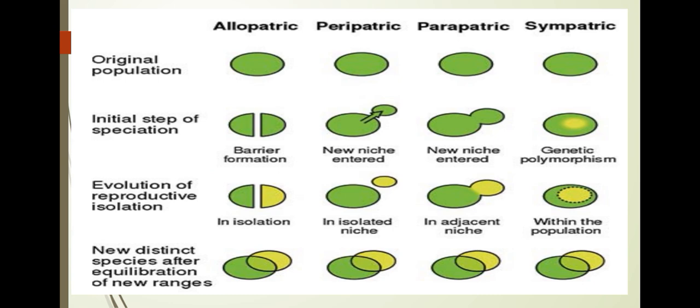Initial step of speciation, allopatric, barrier formation, new niche entered. Once again, allopatric, original population is here. Initial step of speciation is barrier formation, then isolation, new distinct species after equilibrium of new ranges, like this. Just watch this picture carefully and try to understand what is implied in this picture. New niche entered, in isolated niche, new niche entered, and adjacent niche, genetic polymorphism within the population.